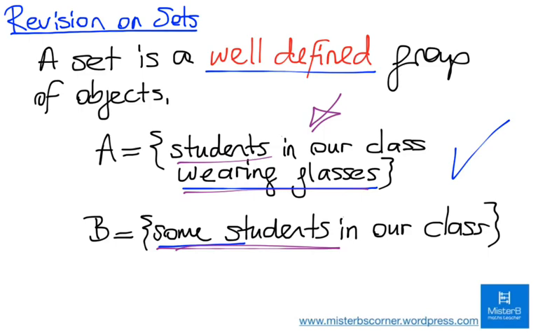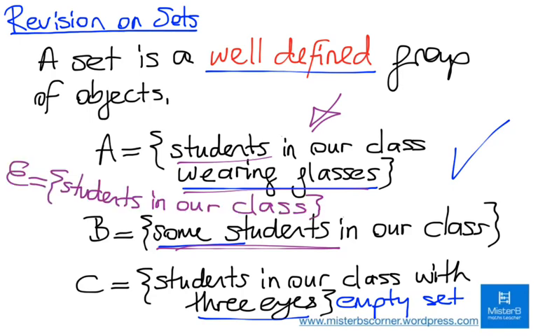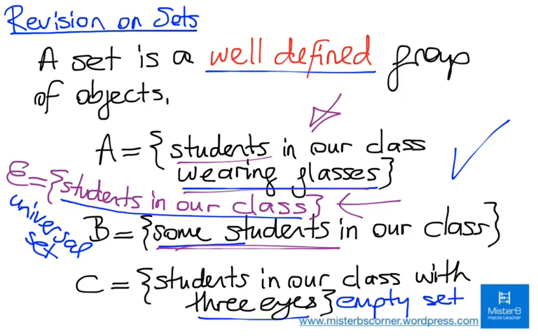And by the way, C is a well-defined group of objects too. Just because we don't have any member doesn't mean it's not a set. So students in our class with 3 eyes, this is a well-defined group here. So it is a set, but we call this the empty set. And this is a well-defined group of objects, so this is a set too, and this is called the universal set. From the context we can think about the biggest set possible, which is the students in our class, so it becomes the universal set.